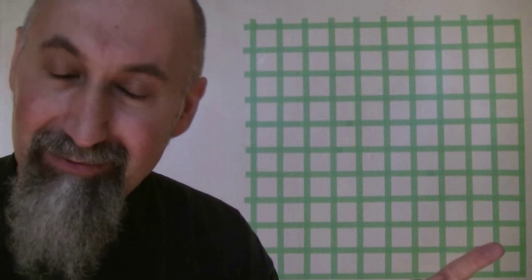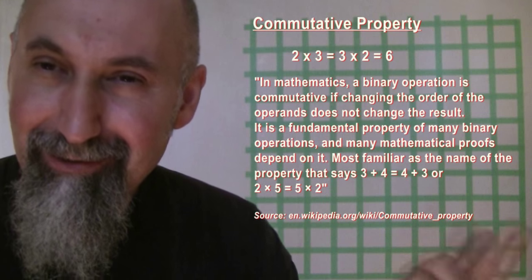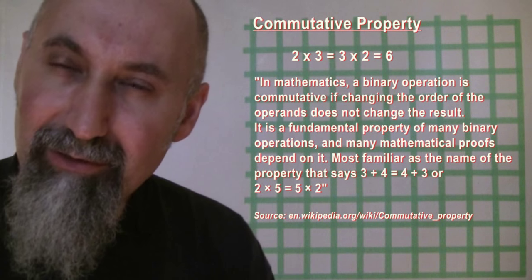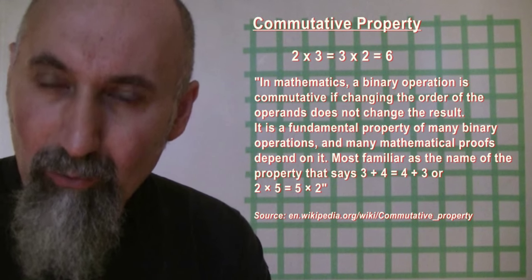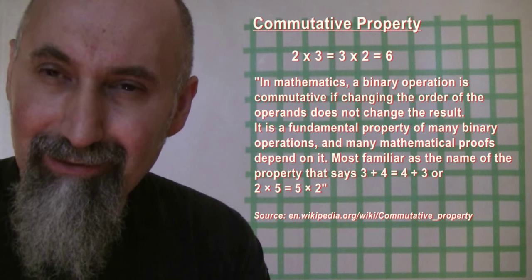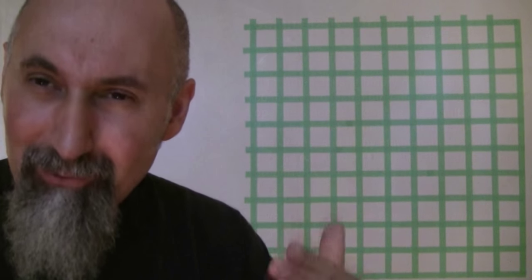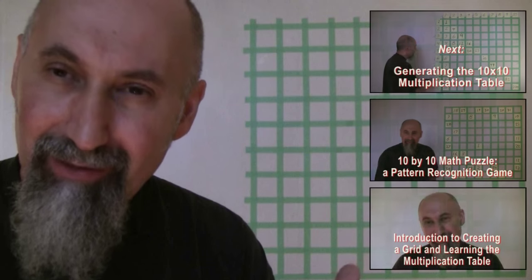The reason it works is because 2 times 3 is the same as 3 times 2. It doesn't make a difference which order you multiply numbers in, right? So we're going to learn our multiplication table in the next video.